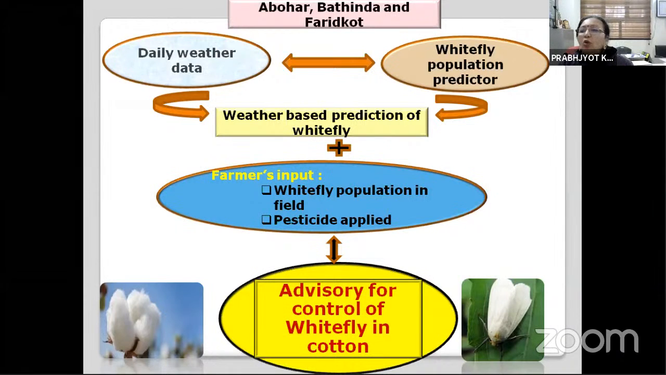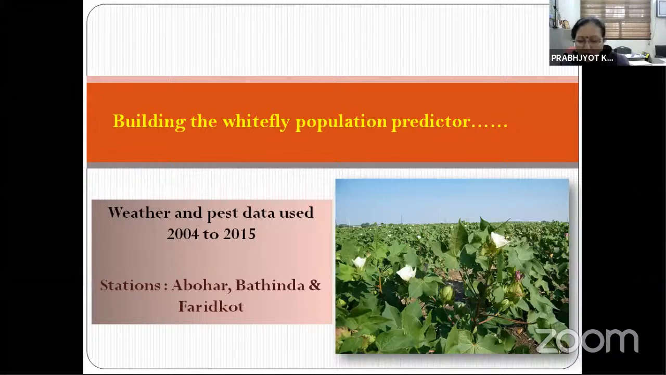Okay, so it goes on like this. So this is the basic flow of information in this decision support system that in our department we have developed for whitefly in cotton. So how did we build it up? When we were in the process of building it up, we used the weather and pest data from 2004 to 2015. That is, we used 11 years of weather and pest data for the stations Abohar, Bathinda and Faridkot. These are the main cotton growing areas in the state.